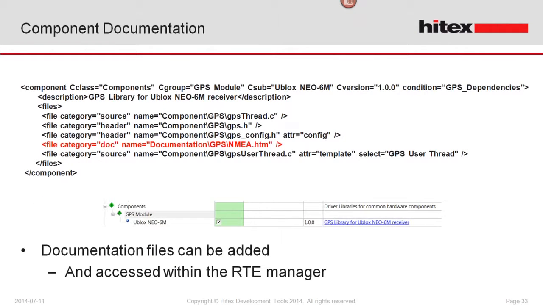We can also expand the different file types within our component, so we can also add a documentation file as well. So here when we add the documentation file, the description column turns up as a link, so we can click on it here and it will open up the documentation file.